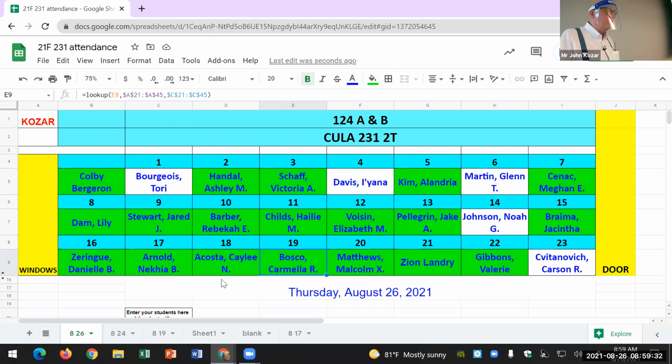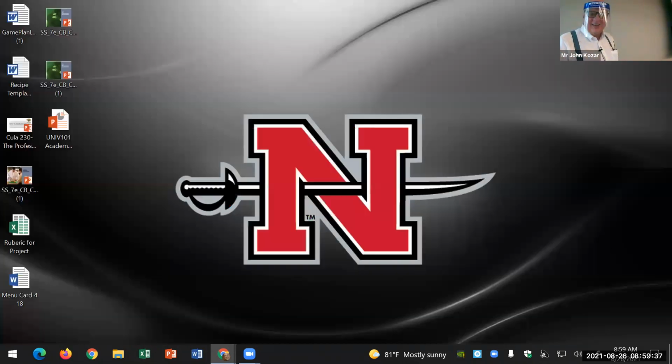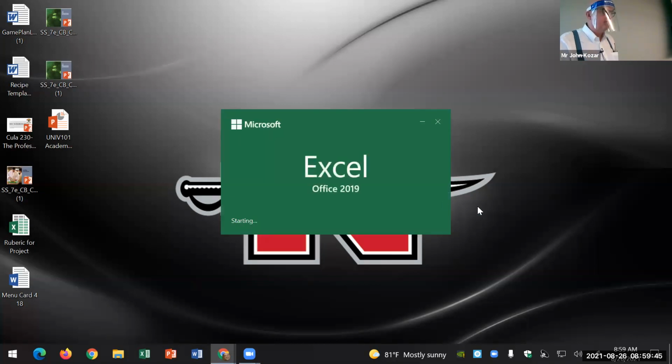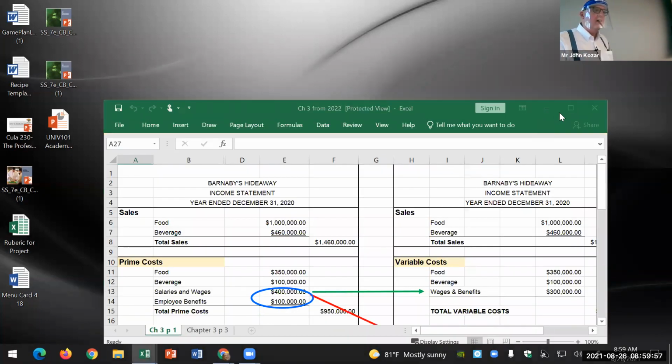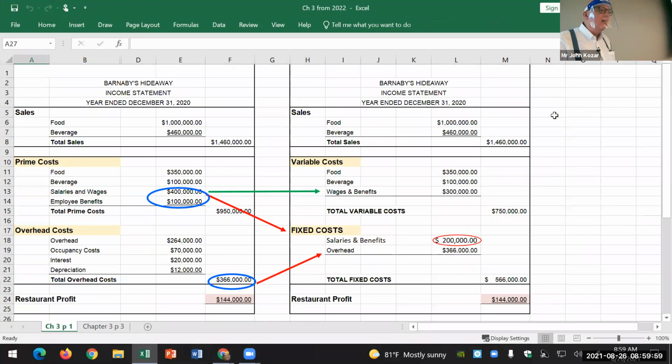Okay, we're going to get started today on chapter 3. And what I'm going to do is take a look at the handouts that I've given you all. I'm sorry you all didn't get the color codes, but you can always refer back to here.